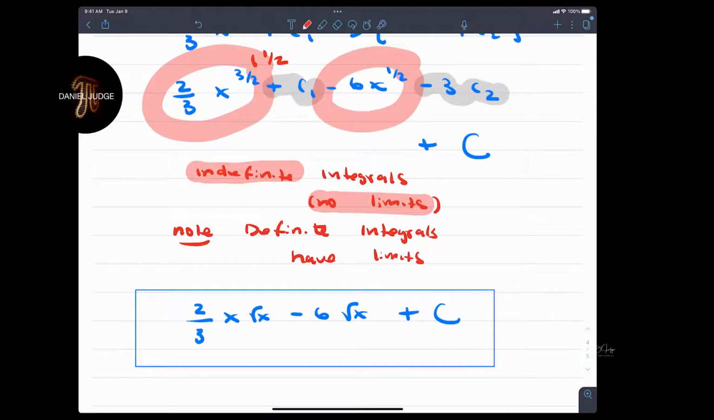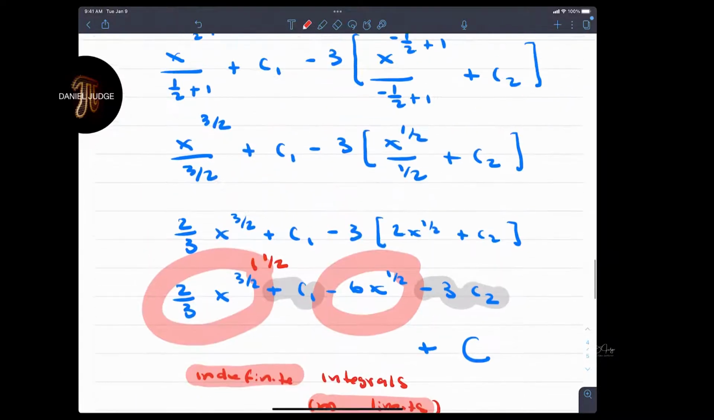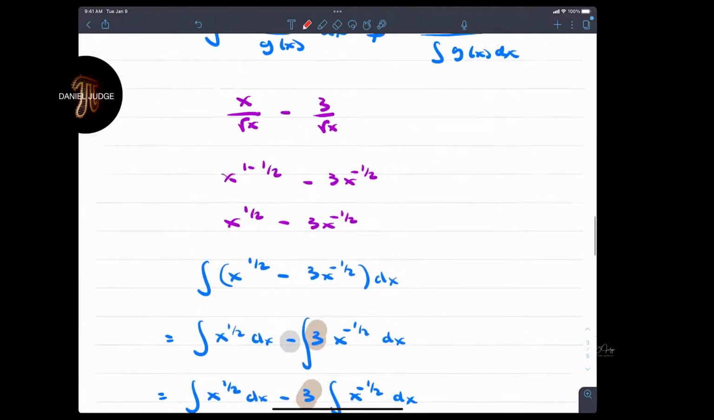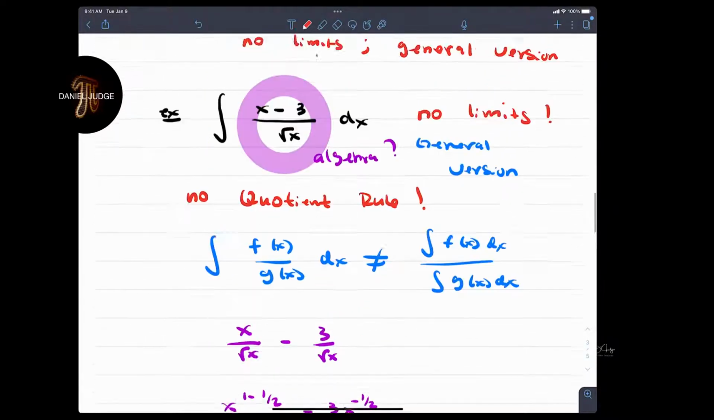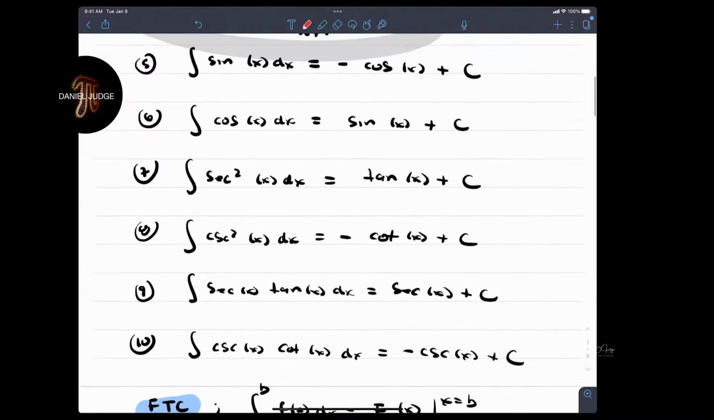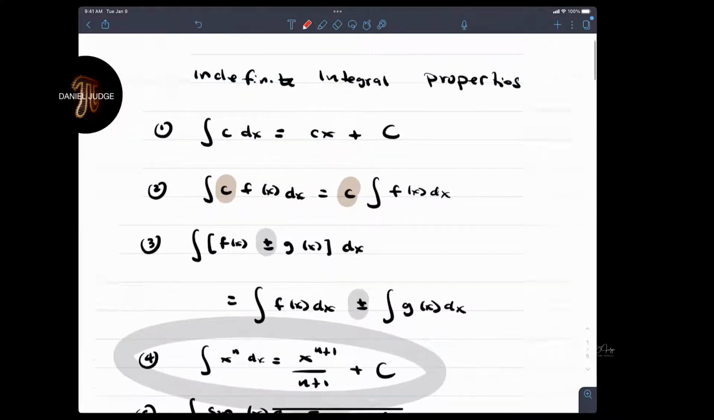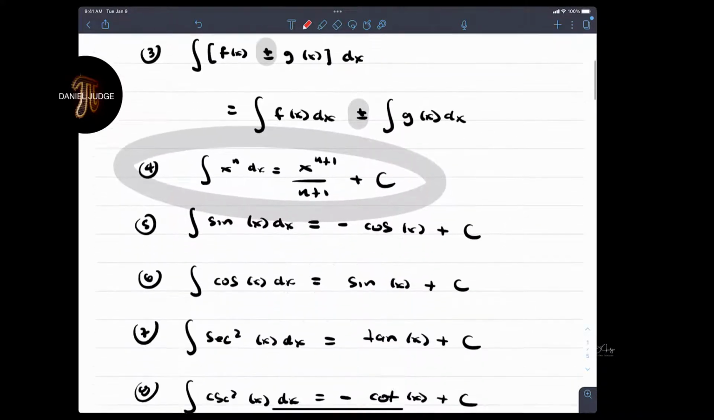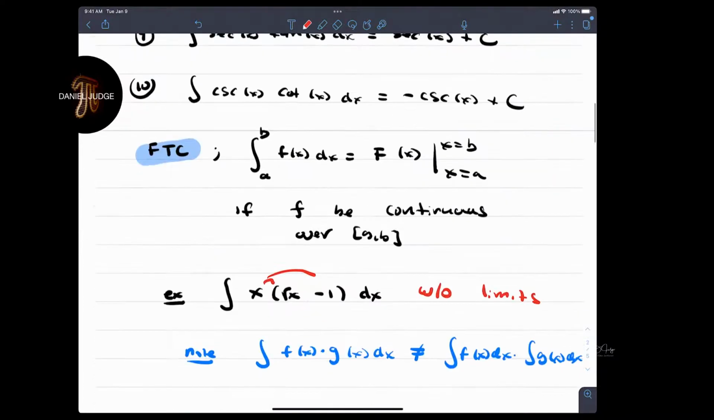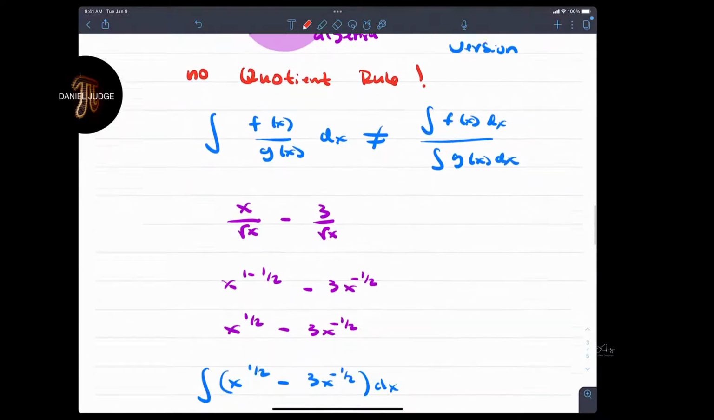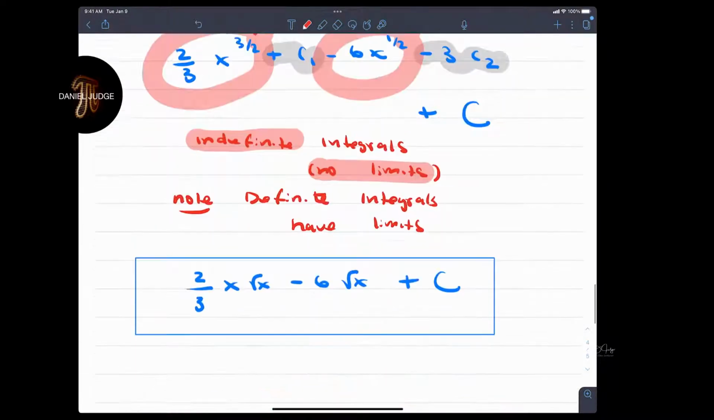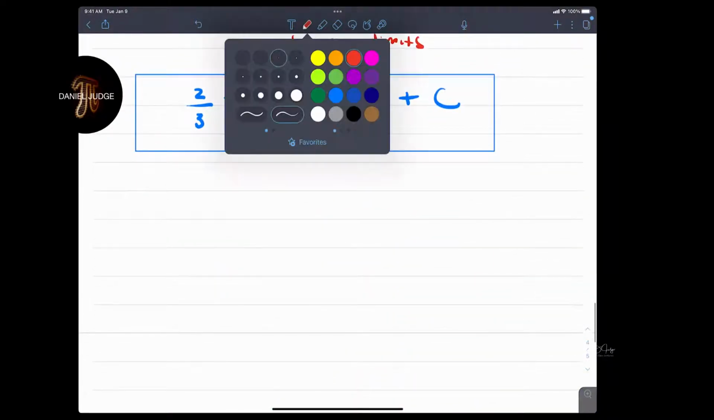So this is another great example, showing people that, you know what? You don't have a quotient rule. You don't have a product rule. You only have a sum and difference rule, and you can pull out constants. So you're very limited. So these are the properties that you're going to be using here, ladies and gentlemen, and it's an important thing to know. These are very important. Anyway, good questions there. Okay, give you some more examples here.